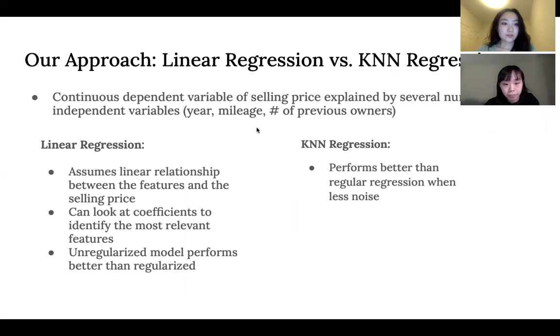Some of the characteristics of linear regression are that it assumes a linear relationship between the features and the selling price, and we can look at the coefficients to identify the most relevant features. For our project specifically, we found that the unregularized model actually performed better than the regularized model. The characteristic of KNN regression is that it performs better than regular regression when there's less noise in the data.